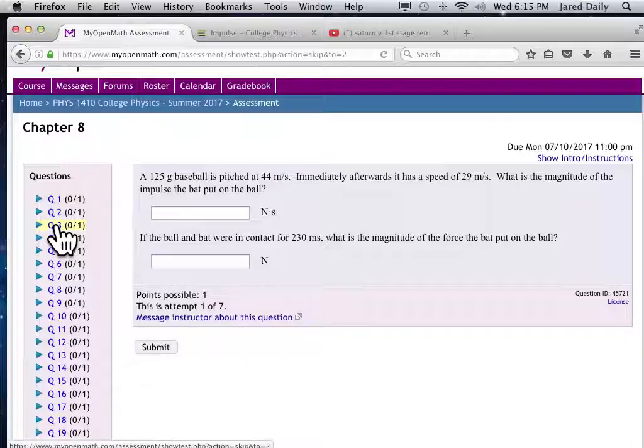All right, a 125 gram baseball is pitched. Afterwards, it has a speed of 29 meters per second. What's the impulse of the bat on the ball? So immediately afterwards, they're talking about it being hit, right? Yep. So what I did was I said, okay, so your change in momentum would equal the final momentum minus the initial momentum. Now remember, momentum has direction. Yep. So which direction is pitching? We'll call that positive. That means hitting would be negative, right? And that's going to change your answer probably.